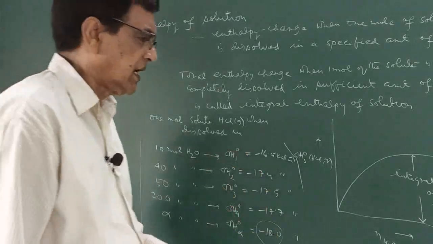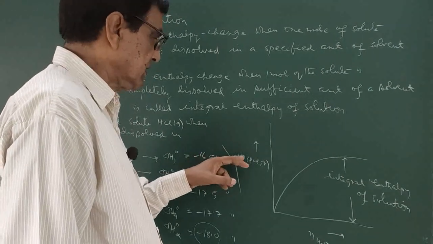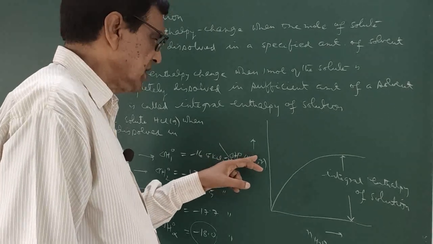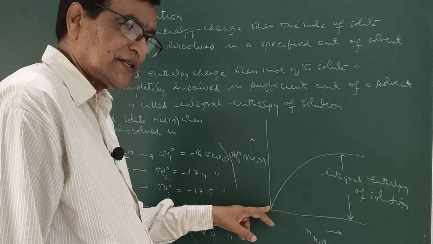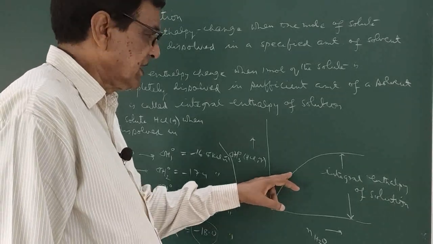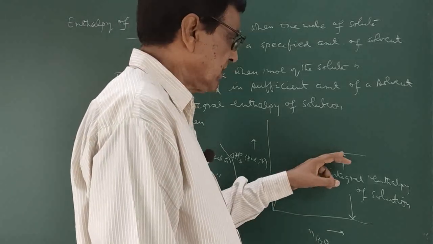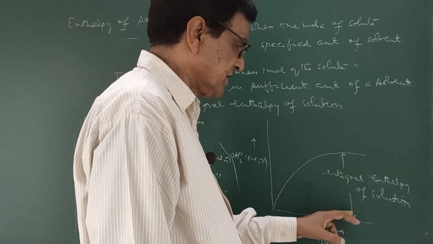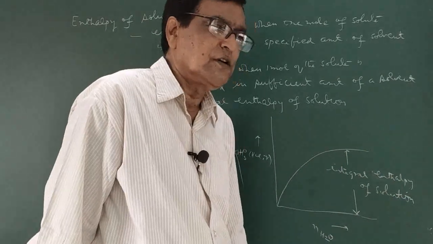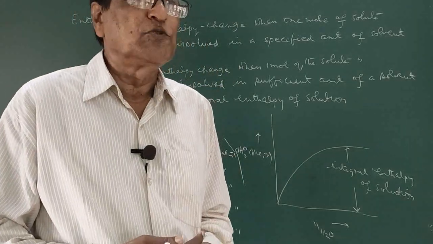If we draw this graph, with the number of moles of water and the standard enthalpy of solution for HCl gas, then at the start the starting point will be 0 when no water is added, and it increases with the addition of water, number of moles of water, and it attains a steady value, and this is called the integral enthalpy of solution of HCl gas. So this is all about thermochemistry.